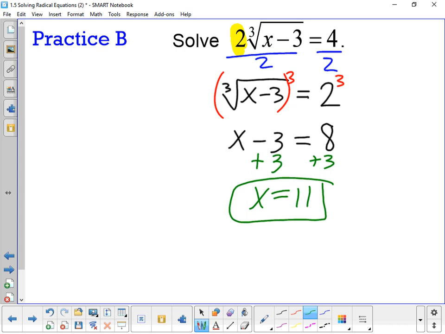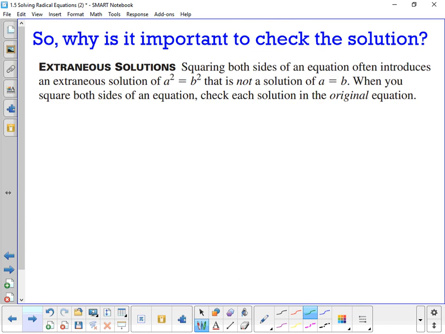And this one's not too bad to do a mental check. If you put the 11 in, you have 11 minus 3, which is 8. The cube root of 8 is 2, and 2 times 2 is 4. So this is a true solution. Again, if you need to, write it out, or if you want to try to use your calculator to help you check those, you can.